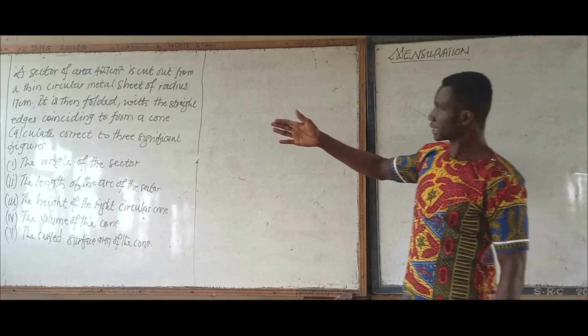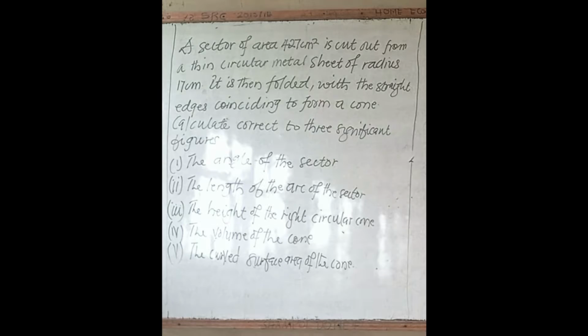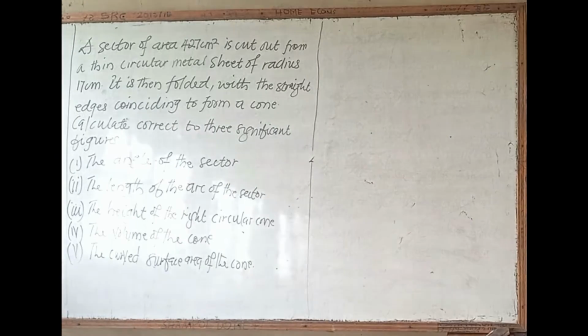Now, a sector of area 427 centimeters square is cut out from a thin circular metal sheet of radius 17 centimeters. It is then folded with the straight edges coinciding to form a cone. Calculate, to the correct significant figures, the angle of the sector, the length of the arc of the sector, the height of the right circular cone, the volume of the cone, and the curved surface area of the cone. That's right. Let's have a look at it.